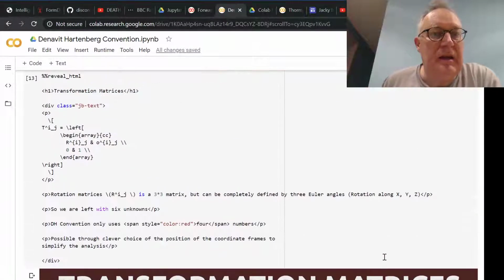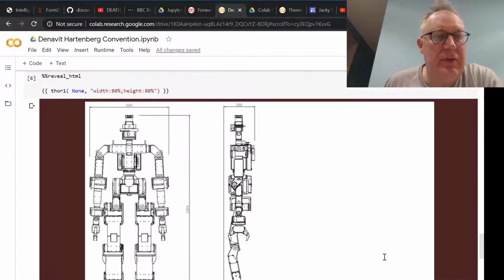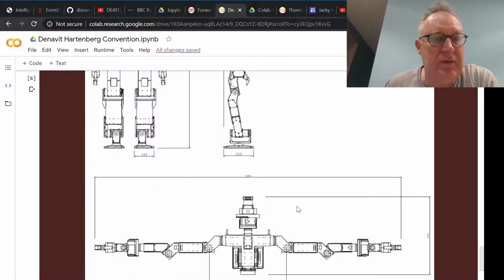So if we're looking at the Thormang robot, here we only have revolute joints. But this constraint now means that the z-axis of this joint here, for example, would be pointing out of the page or into the page, because the joint rotates like this. So the axis of rotation has to be 90 degrees to the plane in which the joint rotates, which means it'll be out of the paper or into the paper.